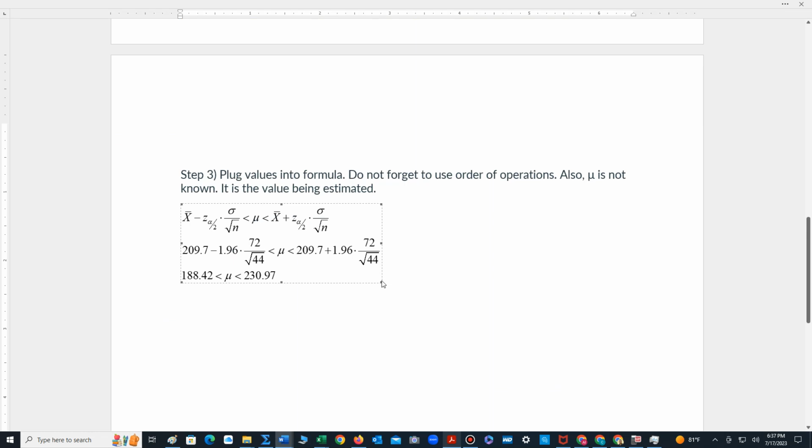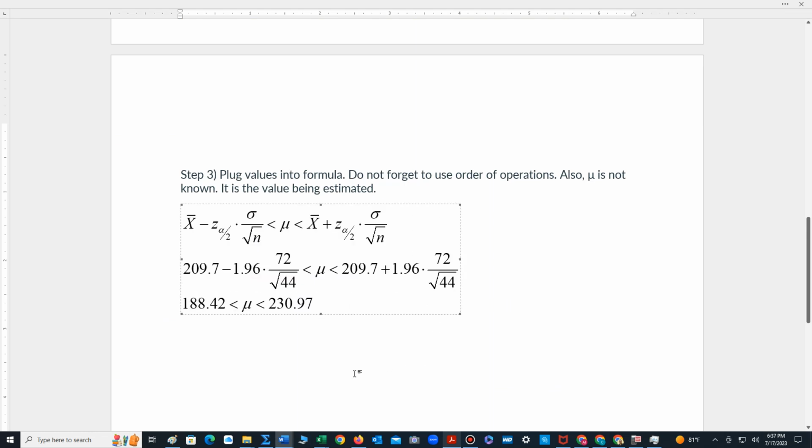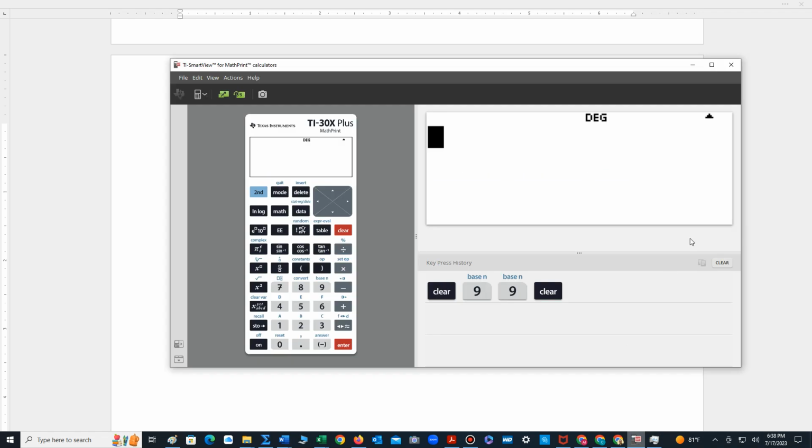Now we're ready to plug all this information into our formula and then calculate. So each of these values we plug in. So remember, x bar is 209.7. Z sub alpha over 2 is 1.96, sigma is 72, and radical 44, and we just put the same values on the right side. Now I'm going to demonstrate the computation using a scientific calculator.